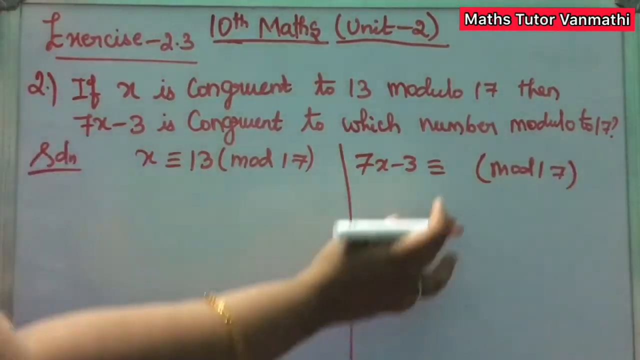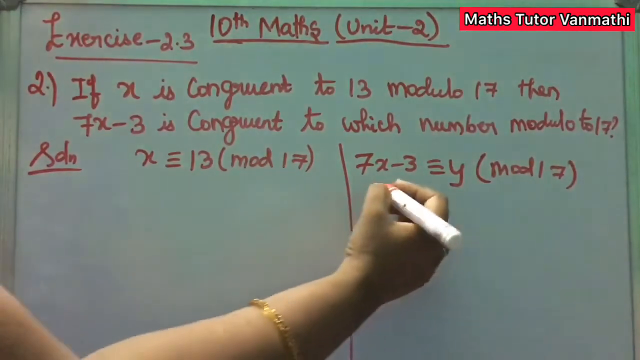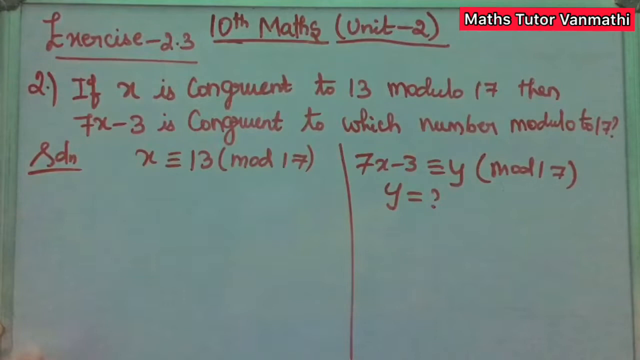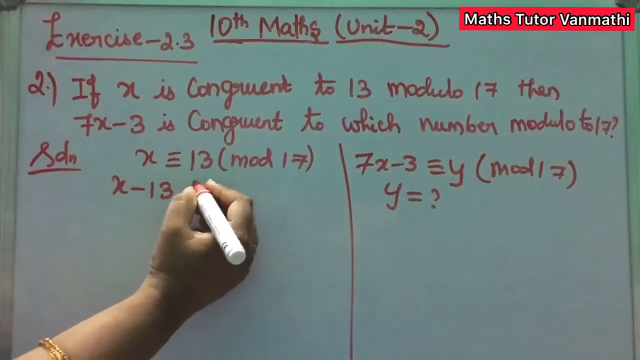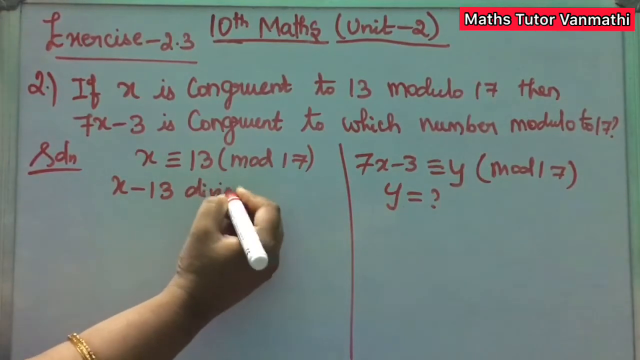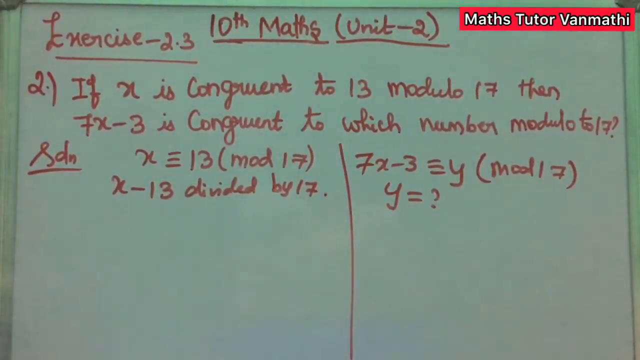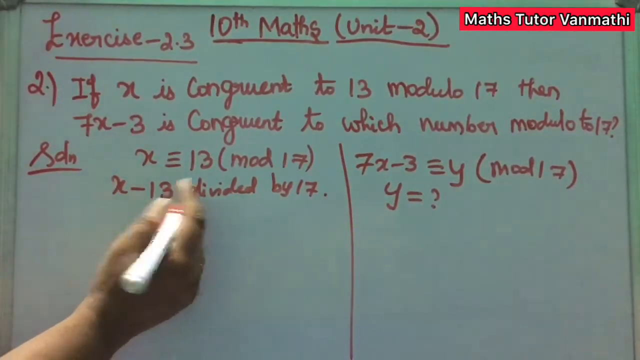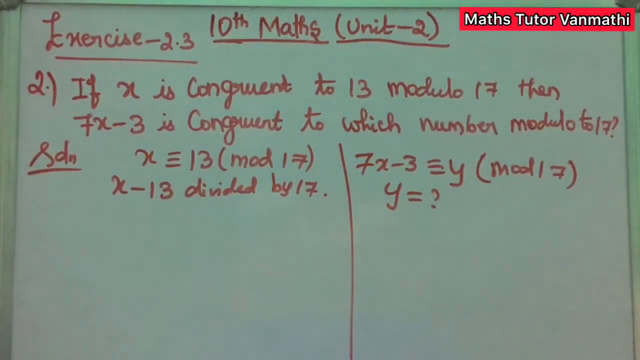They are asking which number. So that number we can take it as y. So we are going to find the value of y only. Okay. First solving this can be written as x minus 13 is divided by 17. Okay. Next, x minus 13 is divided by 17. So we can say that x minus 13 is a multiple of 17.